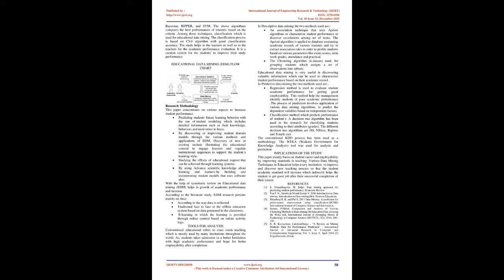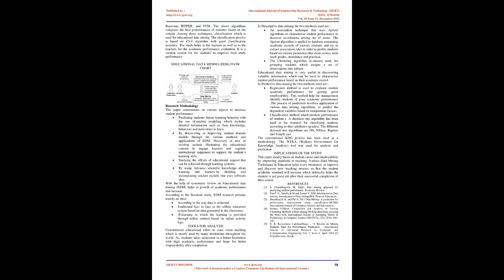In descriptive data mining the 2 methods used are an association technique that uses a priori algorithms to characterize student performance to discover correlations among a set of items. The a priori algorithm is applied to a database containing academic records of various students and tries to extract association rules in order to profile students based on various parameters like exam scores, term work grades, attendance, and practical. The clustering algorithm, k-means, is used for grouping students, which assigns a set of observations into subsets.